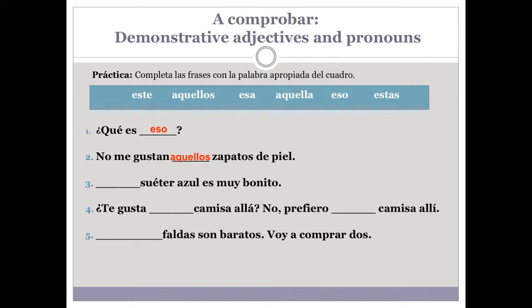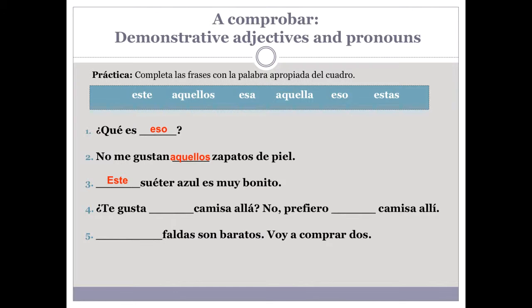No me gustan aquellos zapatos. Aquellos zapatos de piel. That fits there. Zapatos, masculine, plural. What about the next one? You have to know what the gender of sweater is. Blank suéter azul es muy bonito. Este suéter azul es muy bonito.